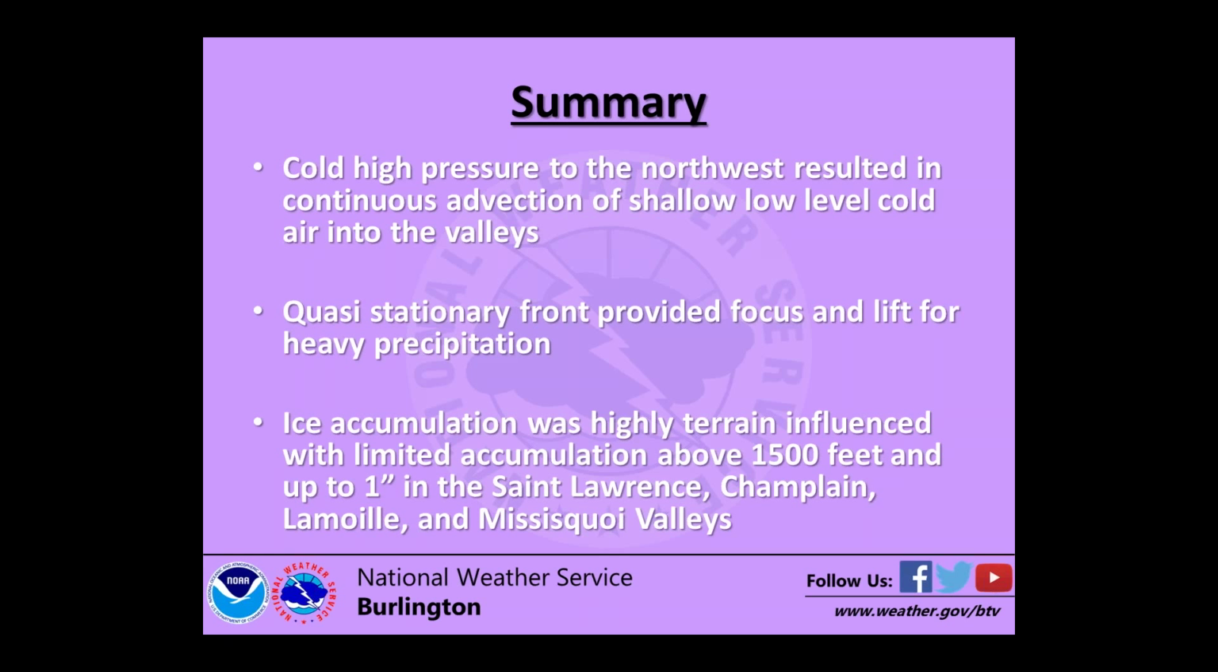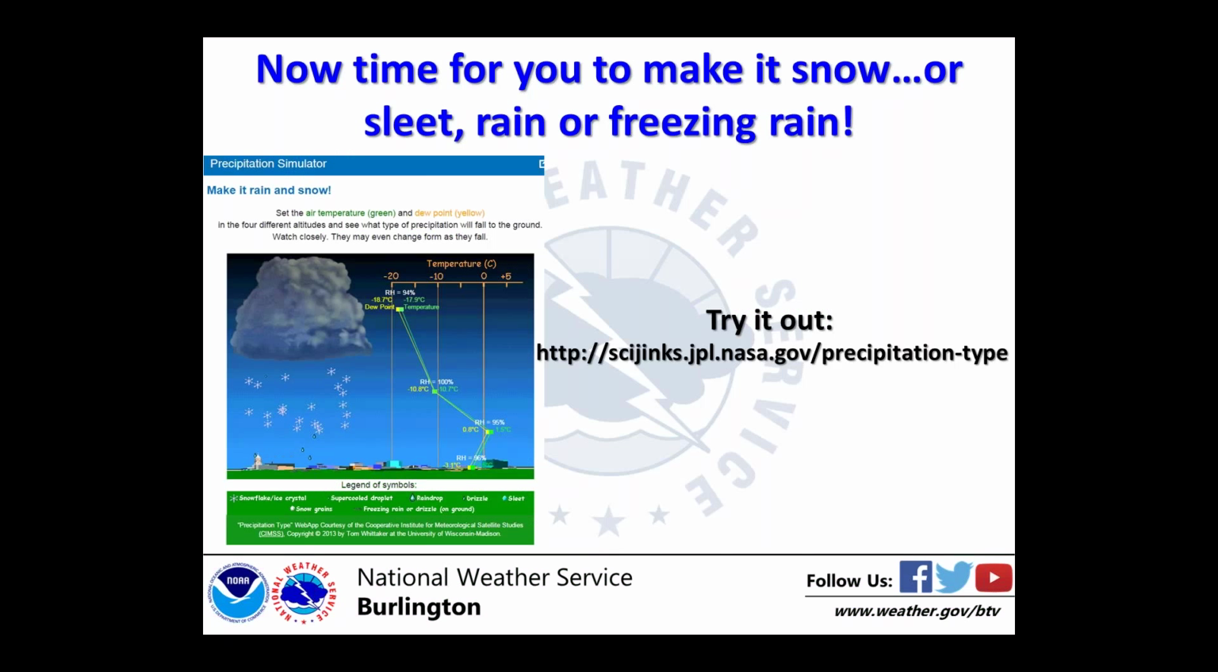Basically above 1,500 feet, it was warm enough where there were not a lot of reports of ice accumulating, and below that 1,500 feet in the valleys, that's where the shallow cold air was, and that's where around an inch was received in the St. Lawrence, Champlain, and Missisquoi valleys.